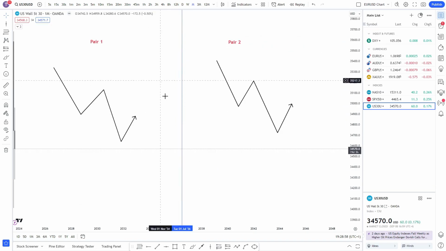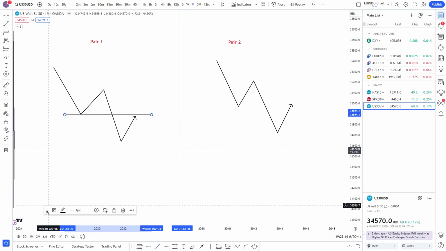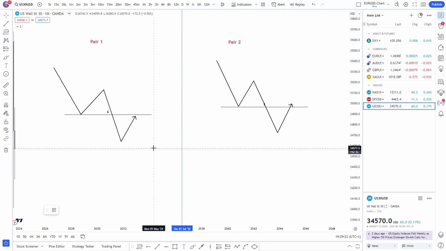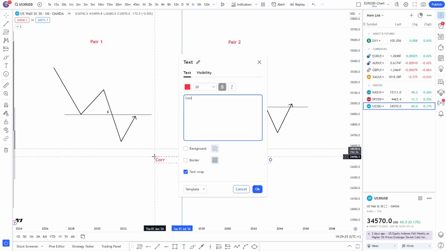Now, what I want you to consider is what both pairs are doing. Again, I'll talk to you about the specific pairs that we're going to correlate later in this video, but we can see both pairs are traveling lower. We have taken this sell side liquidity right here, and over on this side as well, we've done exactly the same thing.